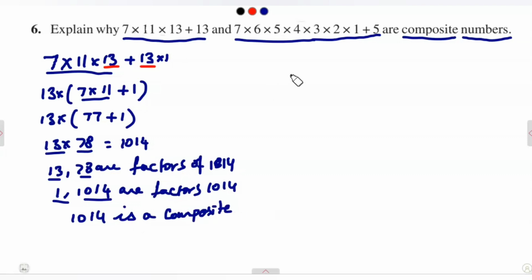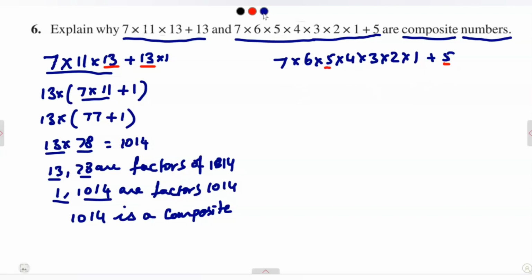So let us see the second one now. Similarly, 7 into 6 into 5 into 4 into 3 into 2 into 1, this whole is one term, plus 5. So this is an expression. Now let us see whether it is a composite number or not. Here also, if you observe carefully, 5 is common in both.